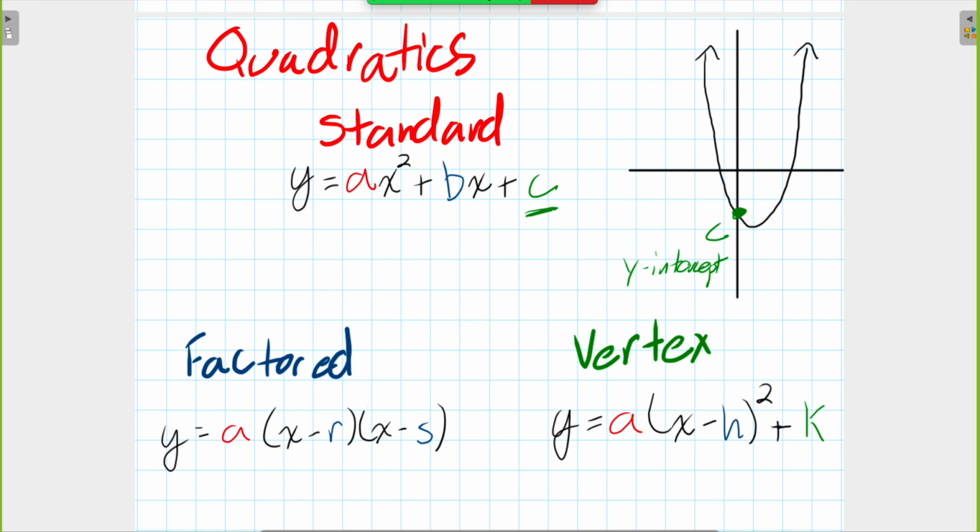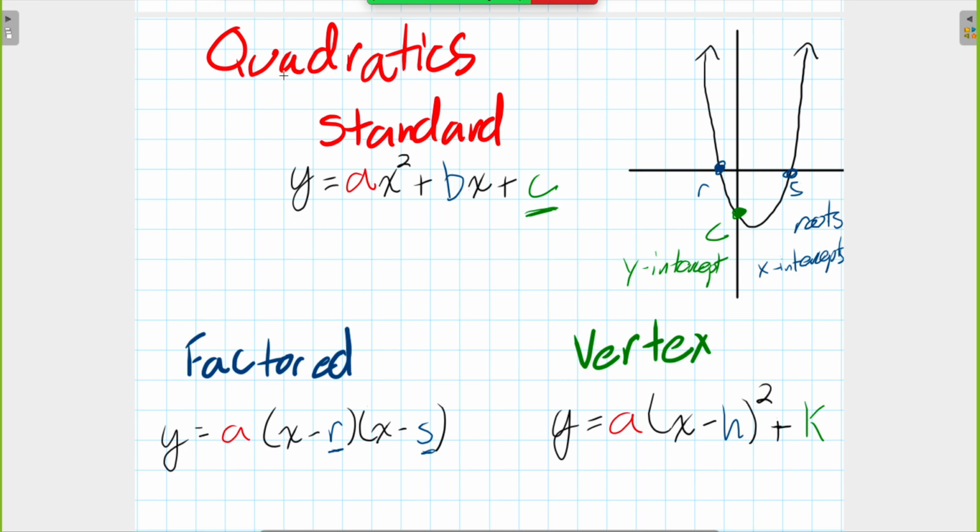We have factored form too. Factored form gives us a little more information. The r and the s are actually your x-intercepts, okay? So you might call that r, you call that s, and these are sometimes known as roots, or x-intercepts. I can't write outside there. See if I can fit it all in.